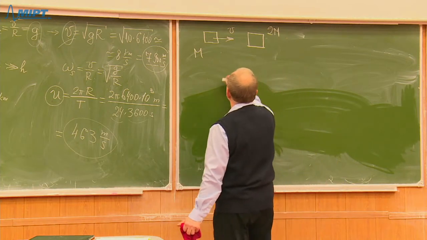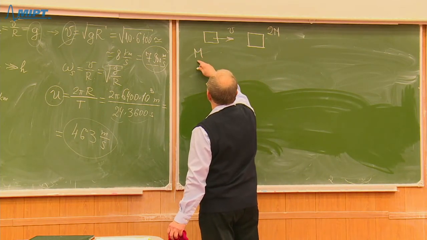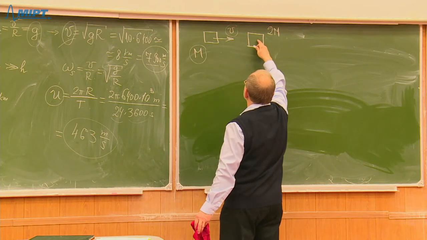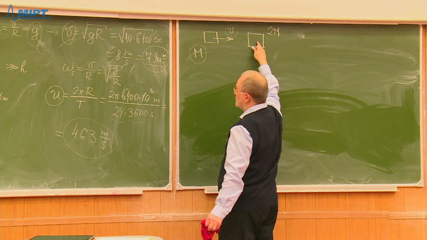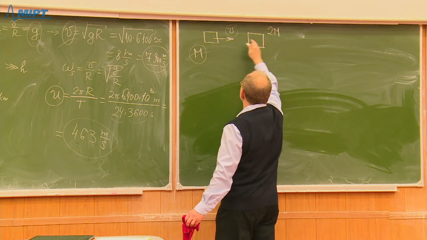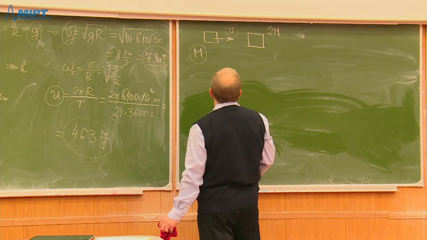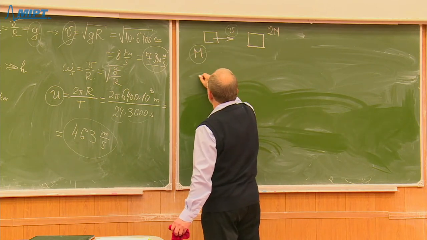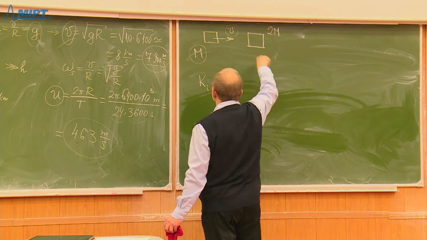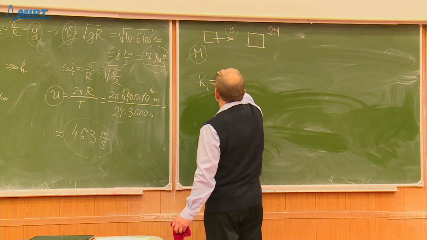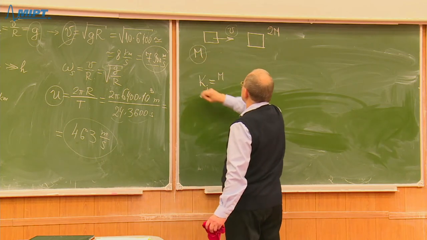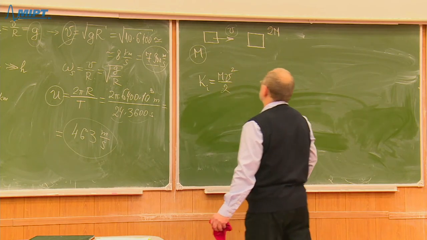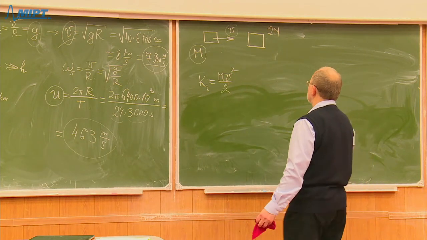What is the initial kinetic energy? This body is moving at some initial velocity, and this body was at rest. Its velocity was zero initially. Before the collision, the velocity of the second body was zero. So the only kinetic energy was concentrated in the first body, and the initial kinetic energy of the system of bodies was just capital M, the mass of the first body, times its velocity squared over 2. That was the initial kinetic energy.